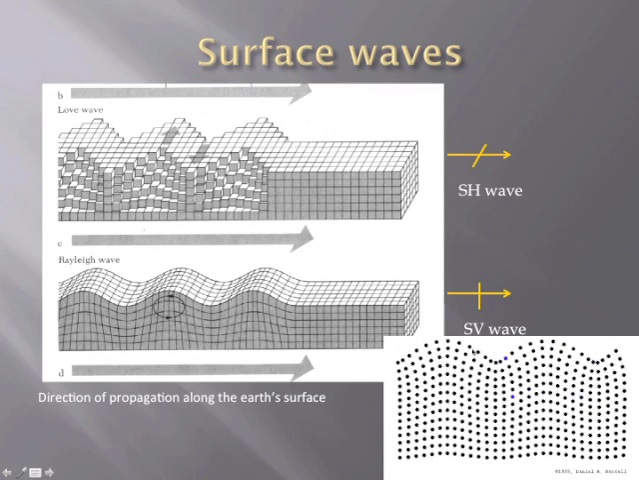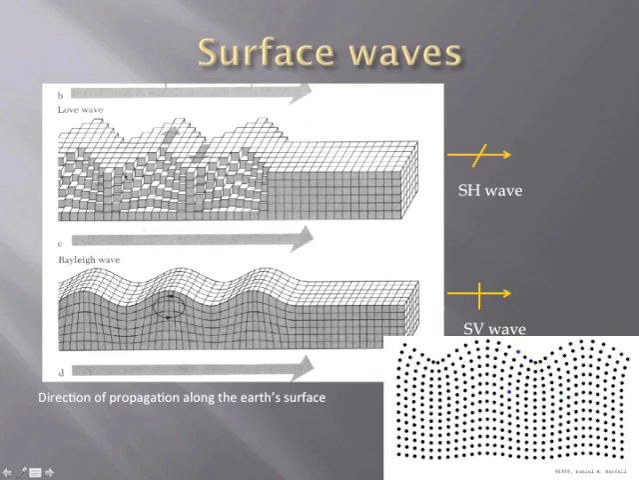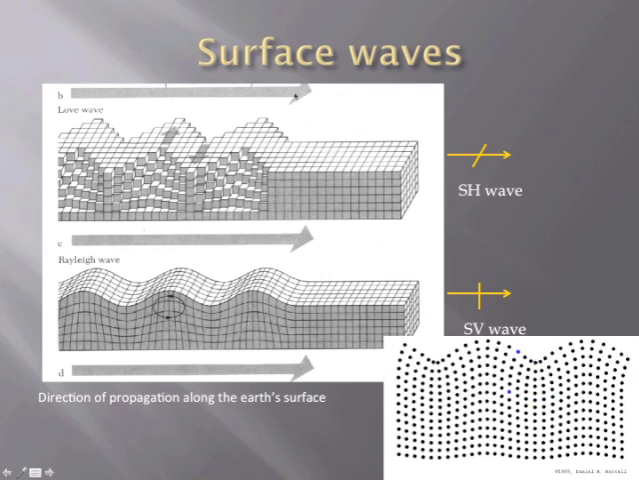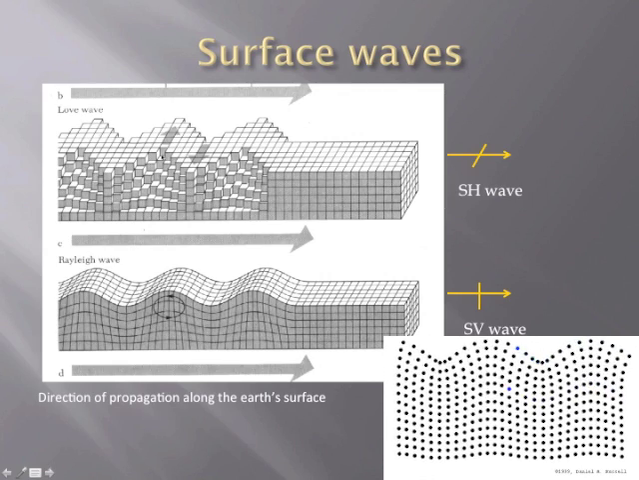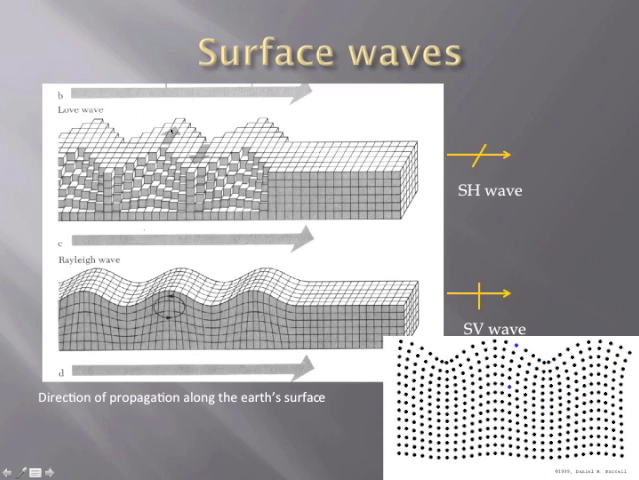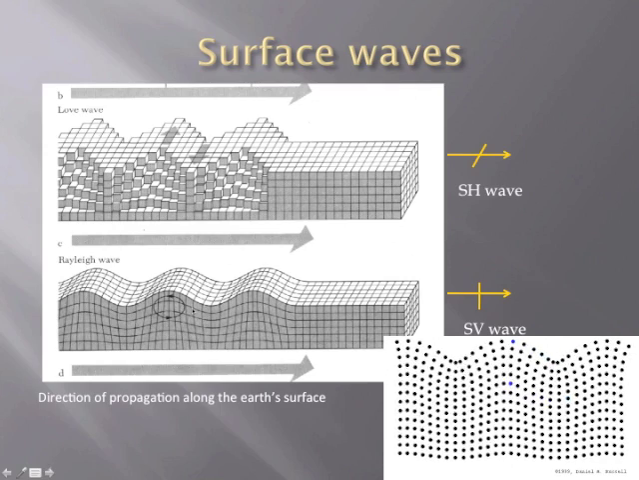And in general, there's two types of surface wave, one called Love wave, one called Rayleigh wave. For Love wave, if the wave is propagating to the right side, the particle motion is always perpendicular to the direction of propagation. So it's in the horizontal direction, but it's perpendicular to the direction of wave propagation. For Rayleigh wave, on the other hand, the particle motion is in both the direction of wave propagation as well as in the vertical component.